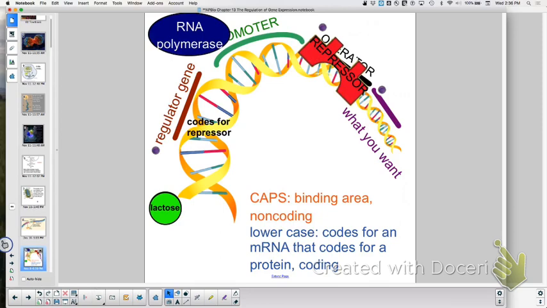Remember, prokaryotes often work in negative control. They turn things off until you need to turn them on. But that means you've got to have a lot of repressors doing that repressing job, right? We have way more DNA than prokaryotes. Way more DNA. So we don't work with negative control. What do we tend to work with?